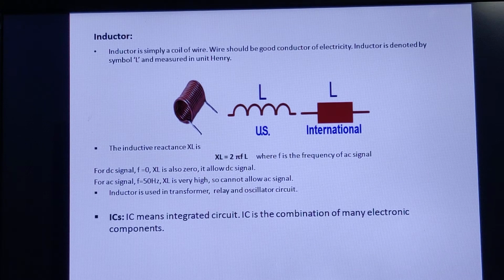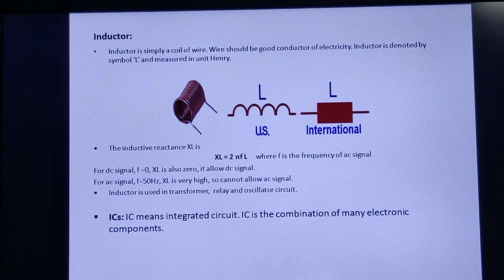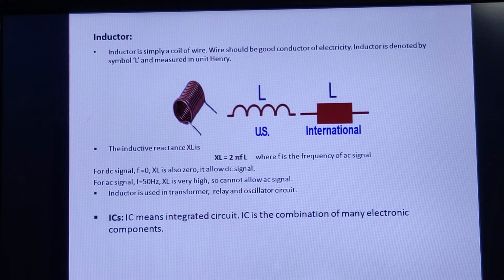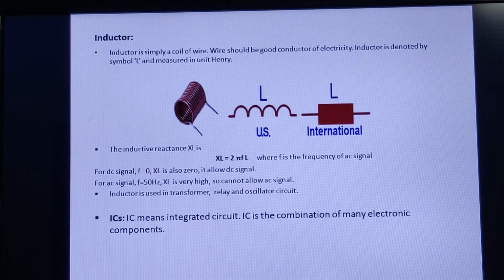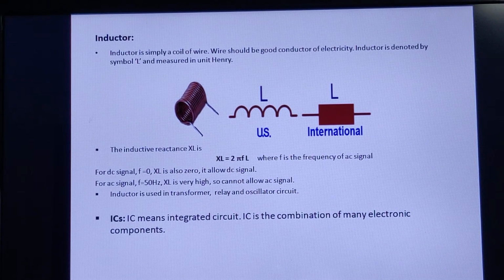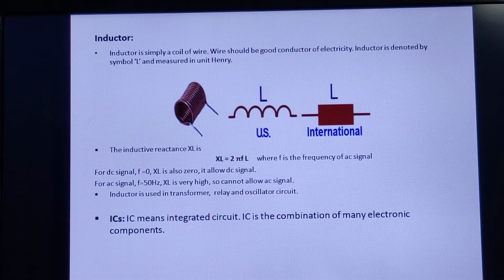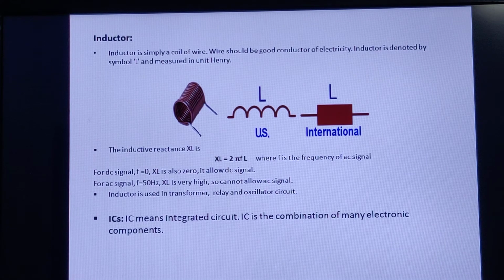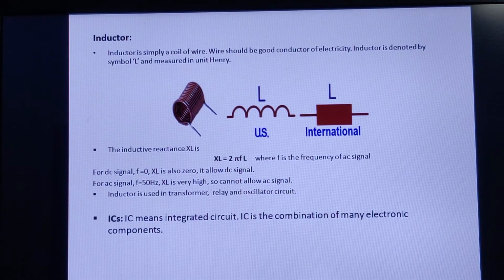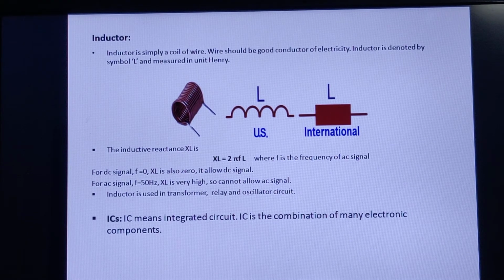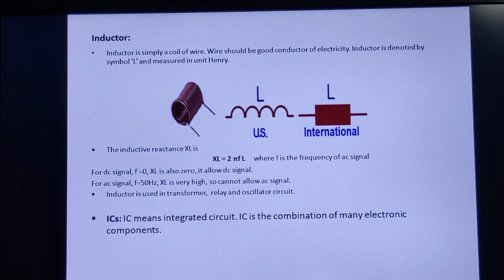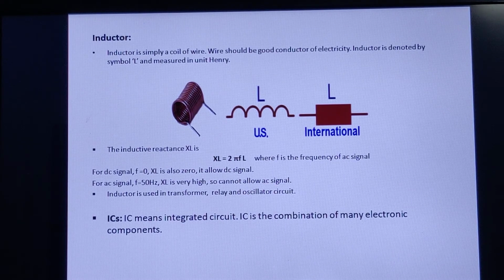The inductive reactance, that means the effective resistance of the inductor, is denoted by XL, and its equation is XL equals 2 pi f into L, where f is the frequency of the AC signal. From this relation, it is clear that inductive reactance depends upon the frequency of the AC signal, and this dependence is direct. That means when frequency increases, XL also increases. If frequency decreases, the value of XL decreases.